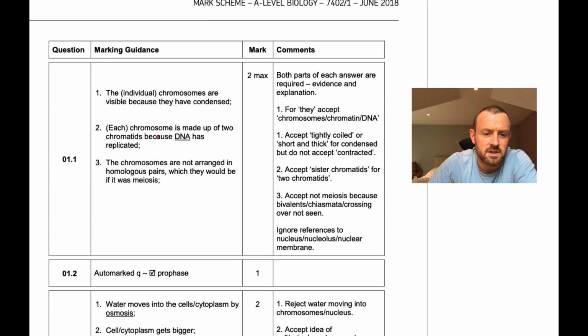Okay, here we are. So first of all, the chromosomes are visible because they have condensed. I think we need to have this whole bit here, visible because they have condensed. And second bit, okay, this is something I didn't say. So the chromosome is made up of two chromatids. Each chromosome has two chromatids because the DNA has replicated. And then the chromosomes are not arranged in homologous pairs, which is indicative of mitosis, not meiosis. Remember that when we've got a chromosome like this, one half of it, I'll sort of highlight one half of it, is the chromatid, and the whole thing is the chromosome. You need to understand the difference between chromatid and chromosome if you didn't already know that.